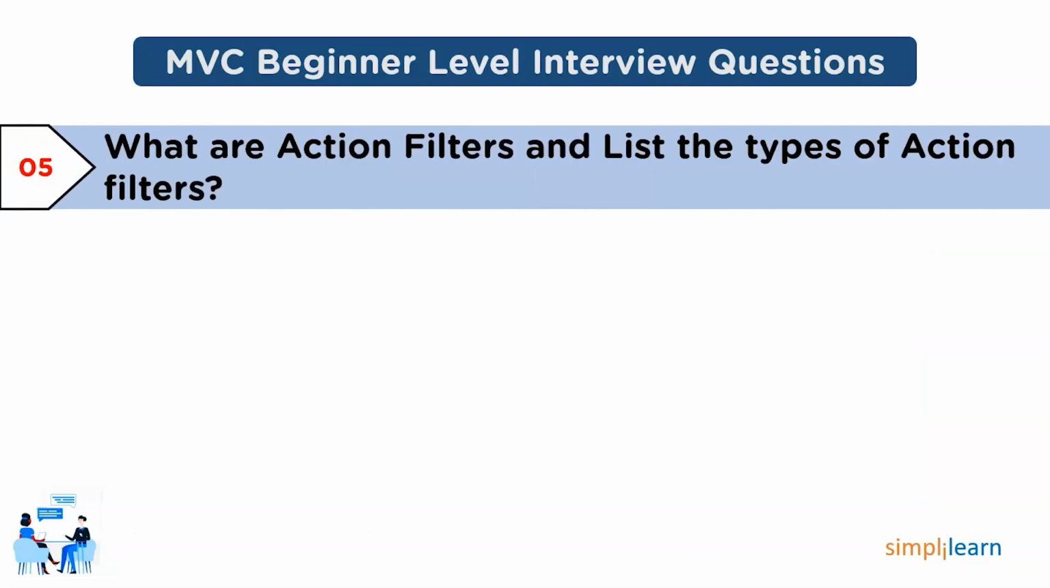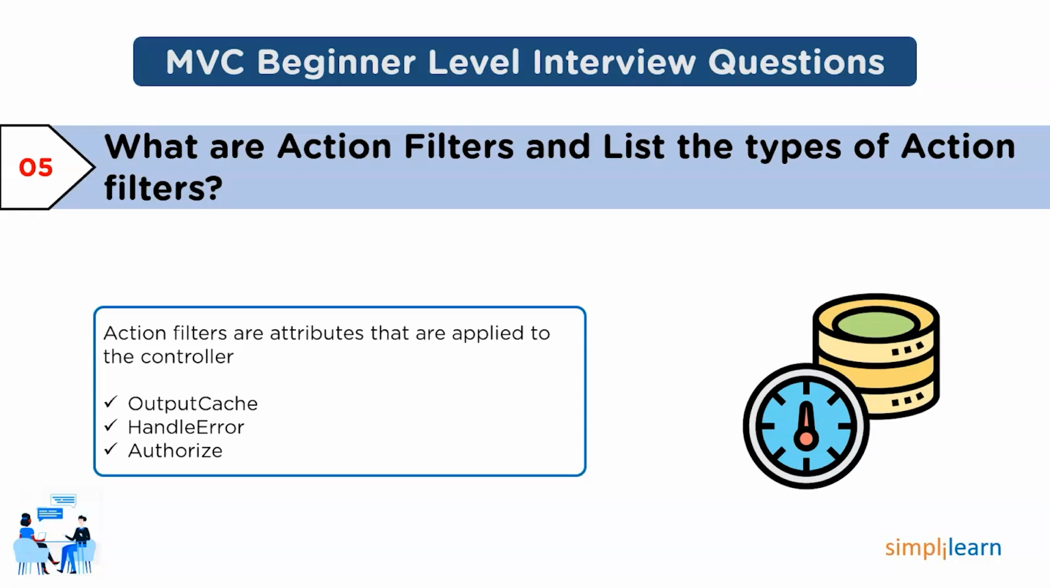What are action filters, and list the types of action filters? Action filters are attributes that apply to the controller or a controller action that helps in modifying the executed actions. MVC framework includes several action filters. Some of them are: Output cache. Output cache caches the output of a controller at a specific time. Handle error. Handle error handles the error when it executes an action. Authorize. Authorize enables you to restrict access for a control.